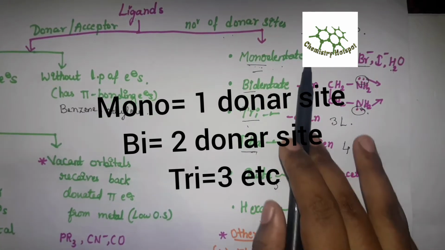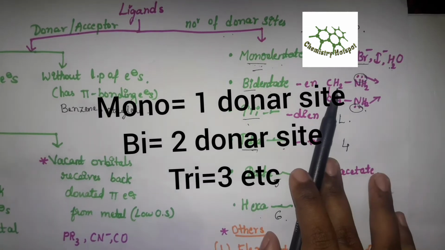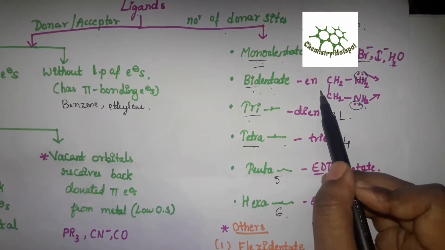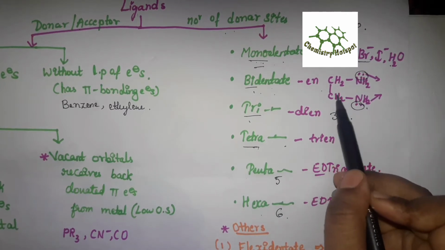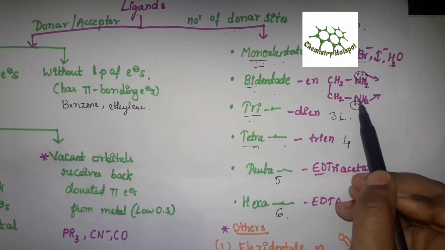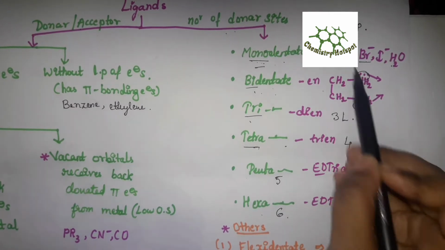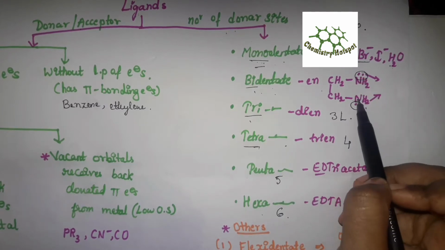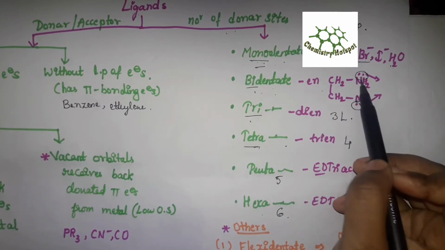Well, this is for classification. Let us discuss these examples. For bidentate, ethylene diamine is an example, that is CH2, CH2, NH2, NH2. Two donating sites are involved. Here one site is involved, here two sites. These two nitrogens having lone pair electrons will act as the ligands.